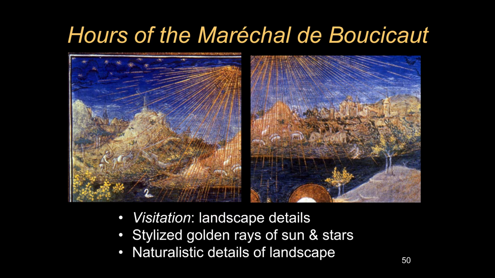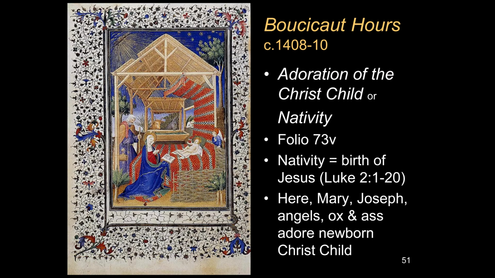So there's some naturalistic details in the landscape, but there's also still a certain amount of stylization. There is the gold sun, and there are golden rays coming out, and it looks like the stars are up there in the upper part of the sky, and they're picked out in gold. One of the things you'll see is that with these manuscripts, they often do use real gold to make them richer and more beautiful.